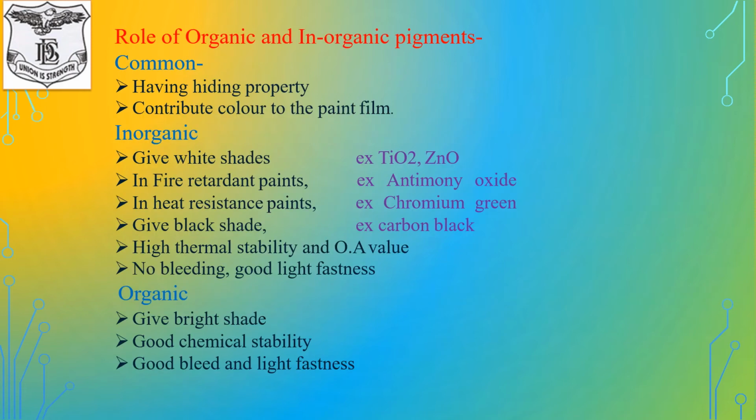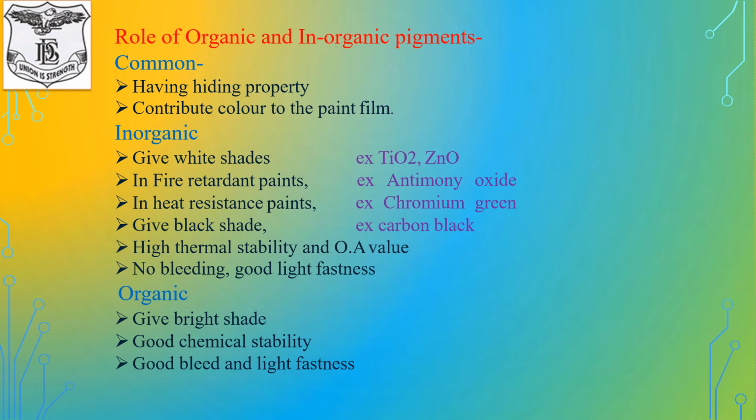So now we'll discuss the role of organic and inorganic pigment. Having hiding property and contributing color to the paint film. These are the two common roles of organic and inorganic pigment. Inorganic pigments give the white shades from TiO2 and zinc oxide. In fire retardant paints, we use zinc oxide or antimony oxides.